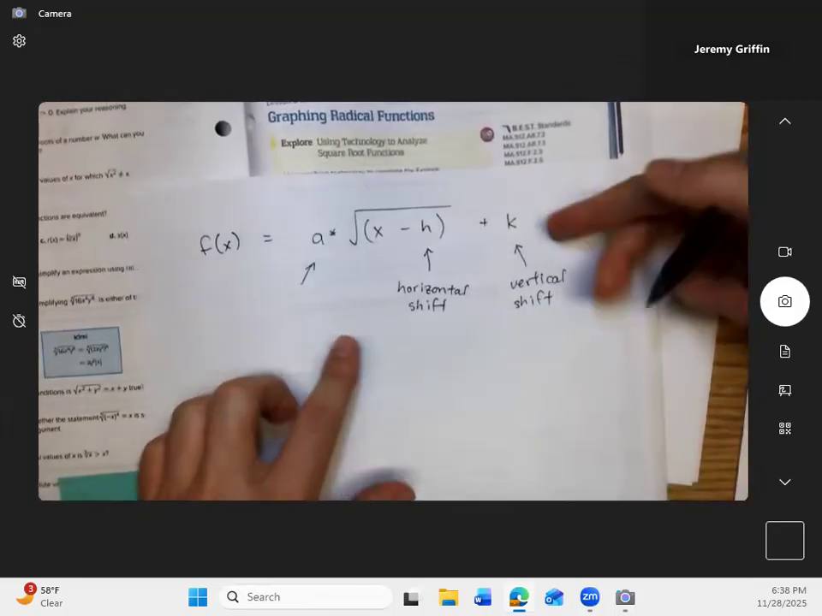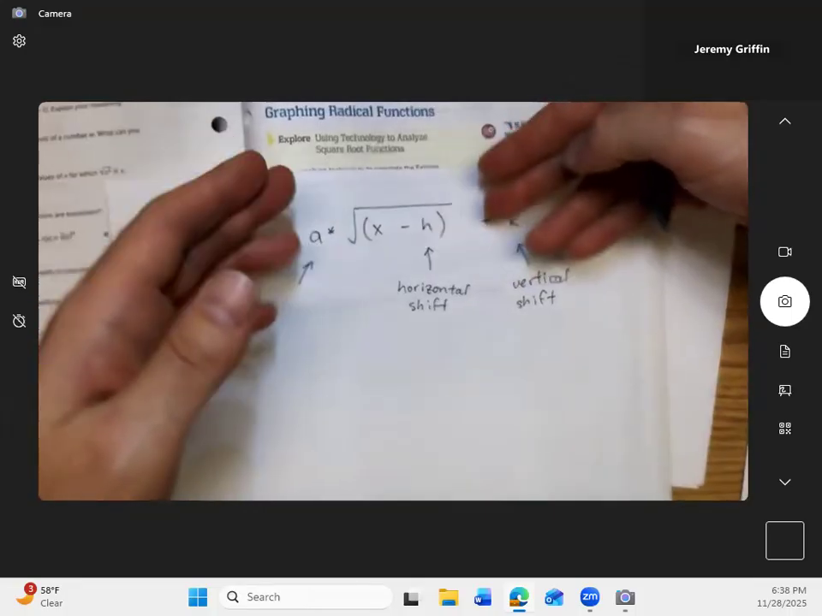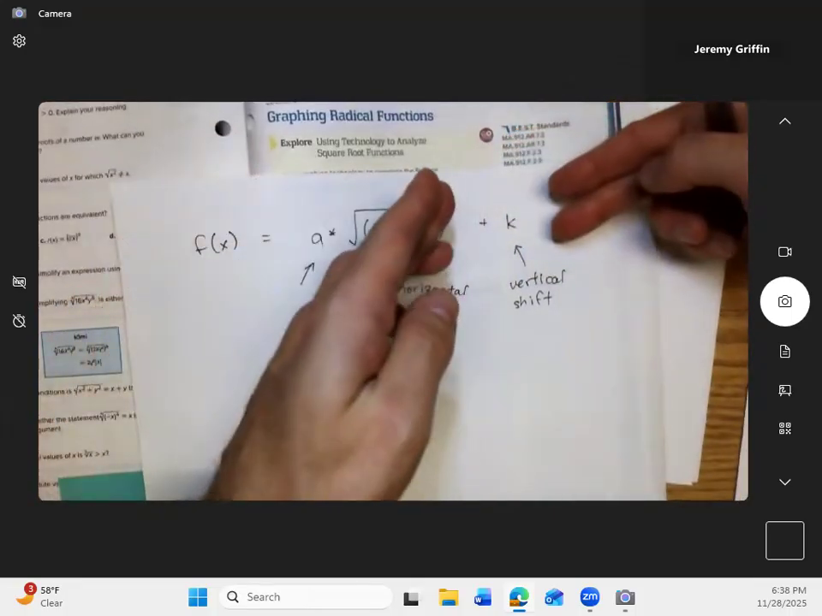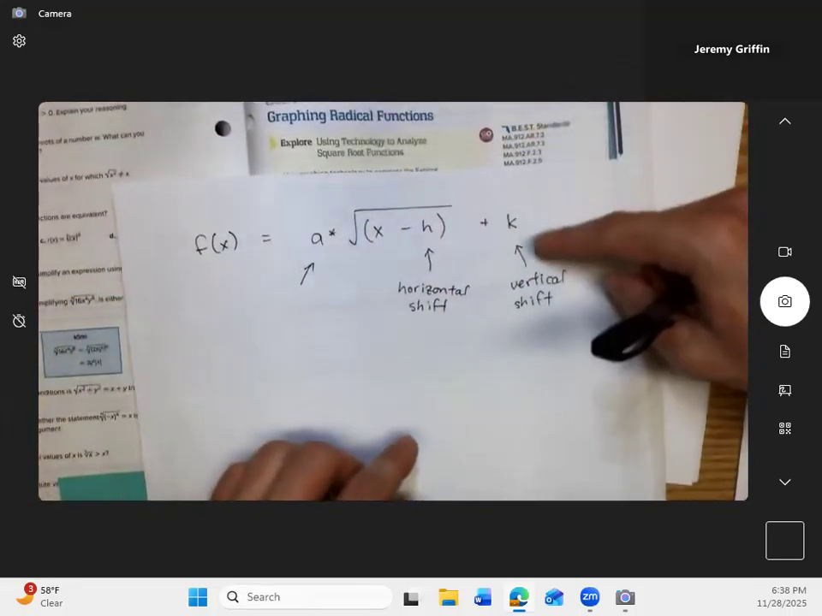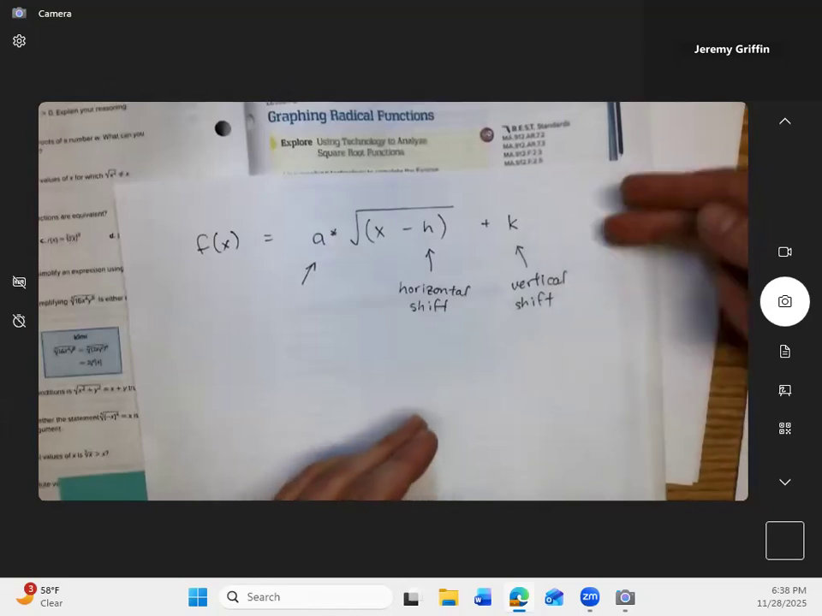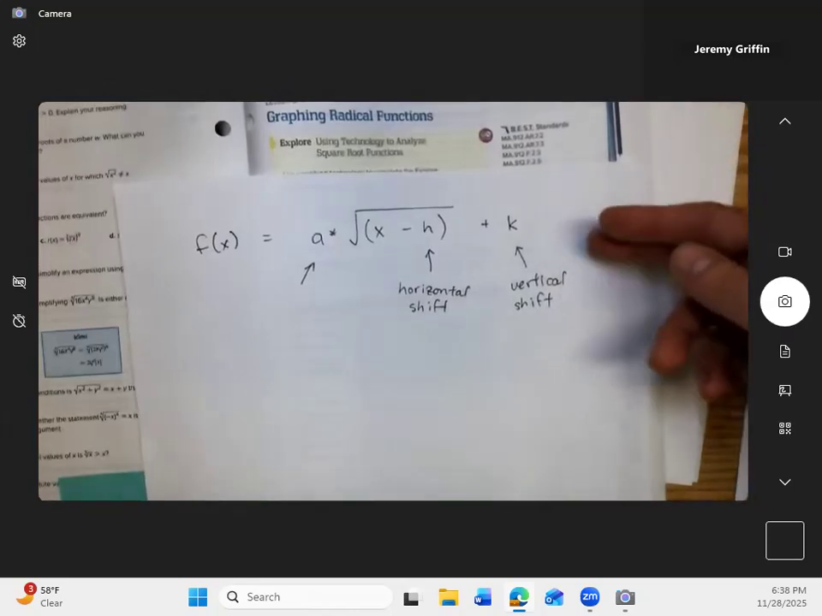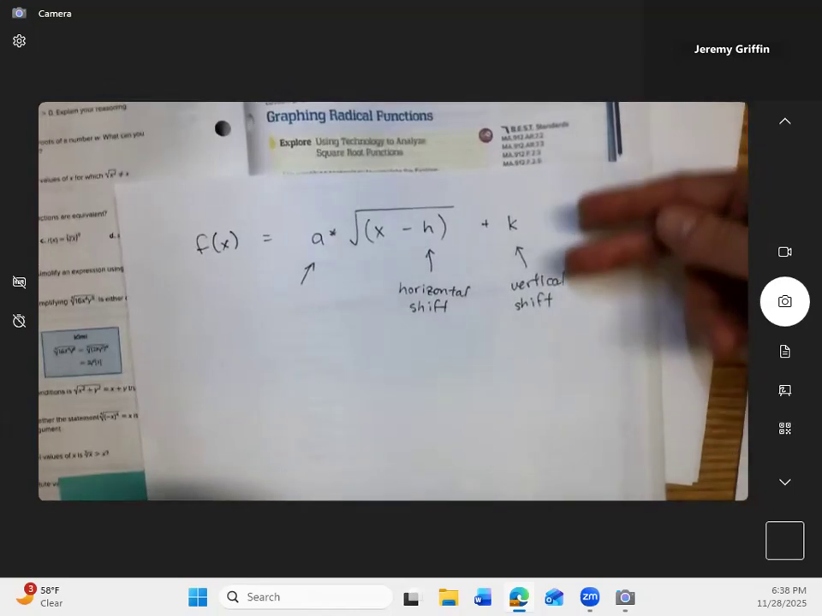Notice that the function's already happened, and after we've done all the square root and all that, if you say plus k at the end, you can shift the whole thing up. Now this one, if it says +3, it does go up 3. If it says -3, it goes down 3. So that's a bit more intuitive. The vertical shifts are a bit more intuitive.